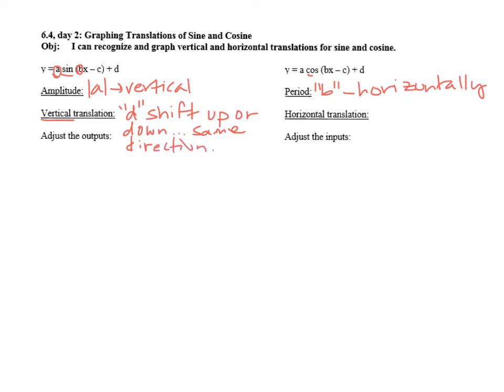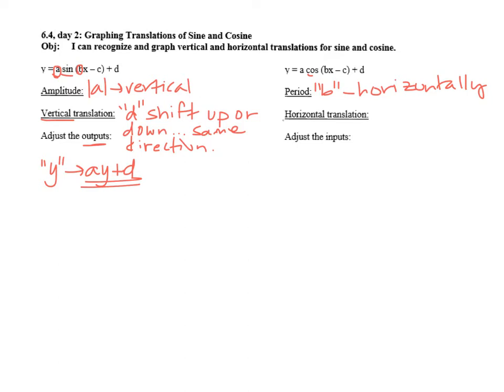So that will affect your outputs. Therefore, to adjust the outputs, your y values are now going to first be multiplied by a, and then we add whatever d is to that amount. And that will give us our new output table. So we have to adjust both outputs and inputs.